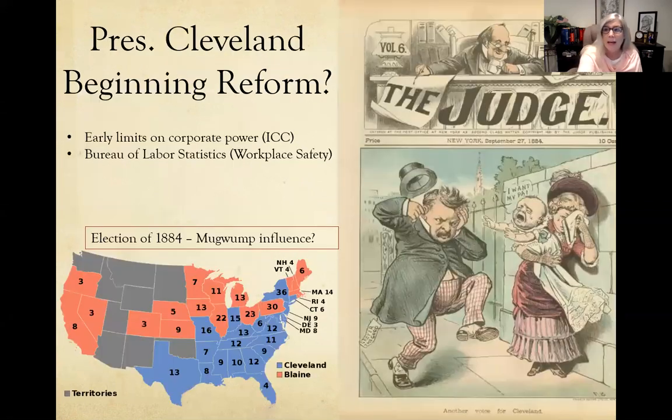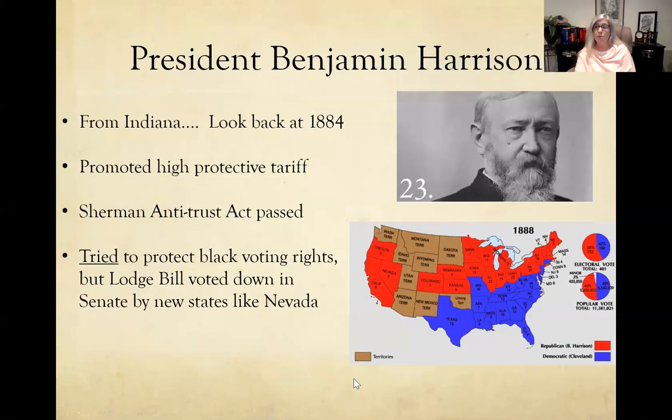And if we look back at the previous election, Indiana was voting for the Democrats. So the Republicans want to choose someone who can flip one of these states. And they end up doing so with Indiana and Benjamin Harrison coming in. And then also you've got New York that flips back as well for the Republicans. He promotes a high tariff. Again, that's going to protect big business, as we've talked about. But also during his presidency, the Sherman Antitrust Act is going to be passed.